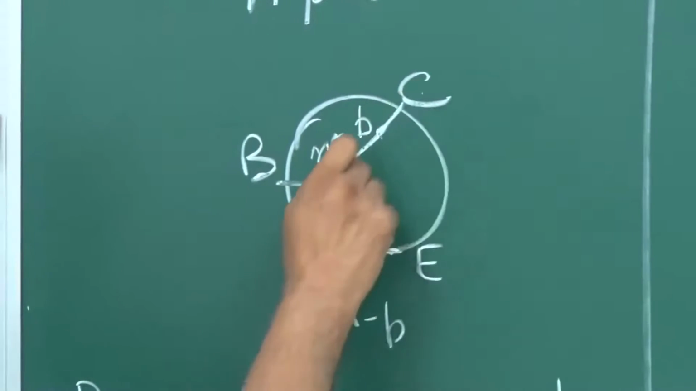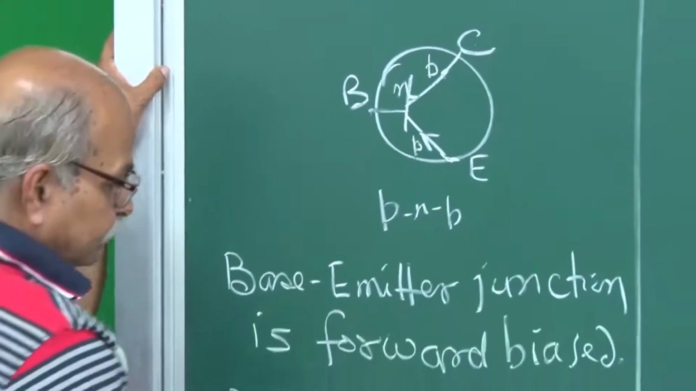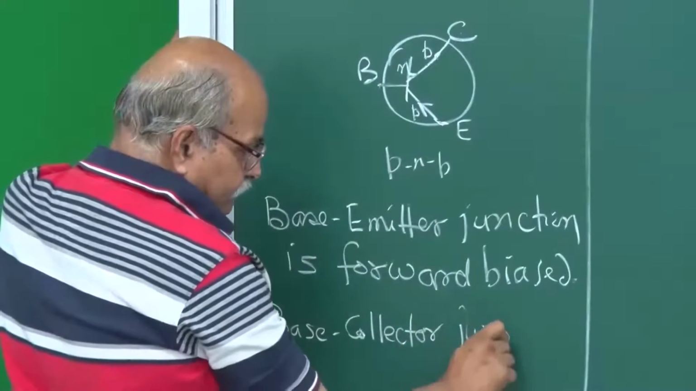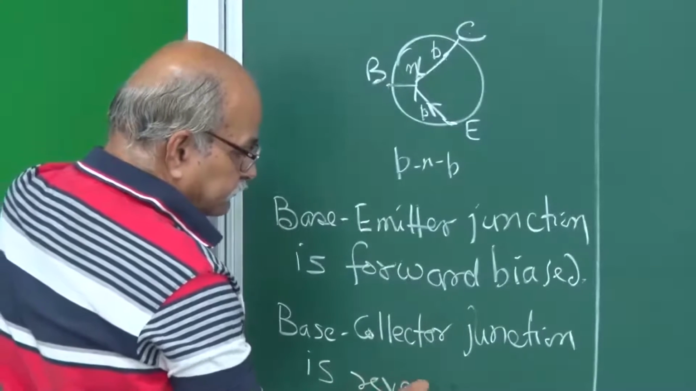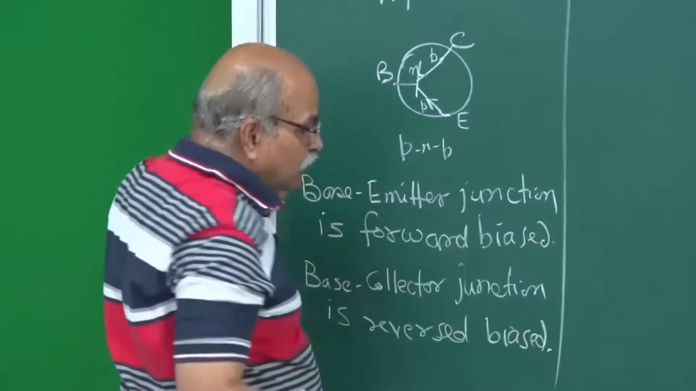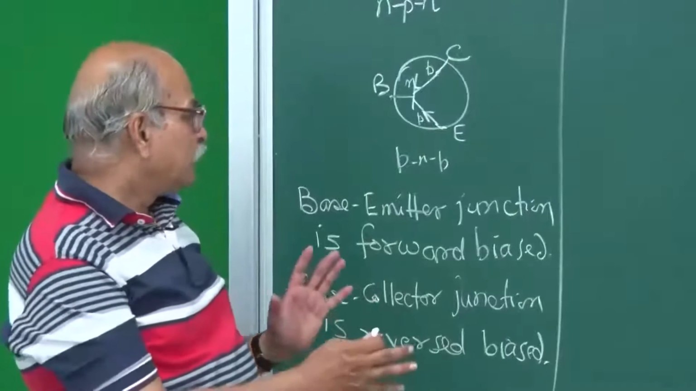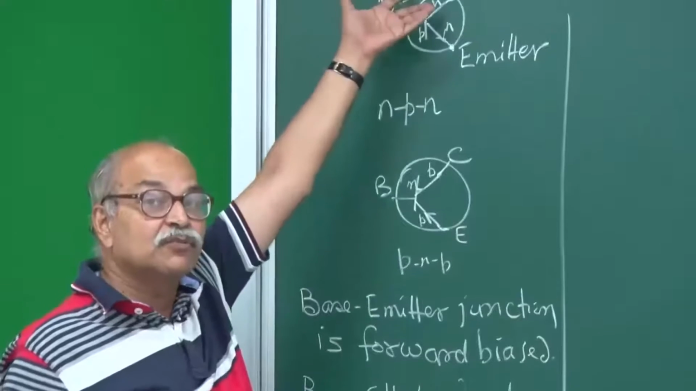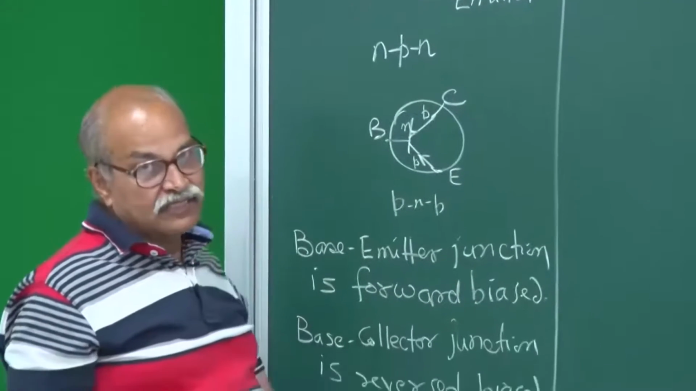So, what happens here? Base collector, how do we connect that? In normal operations, the base collector junction is reverse biased. I will just tell you why it is so, because the whole mechanism is based on this. So, how do I bias this transistor? There are two PN junctions, both are to be biased. One is to be forward biased and the other is reverse biased.